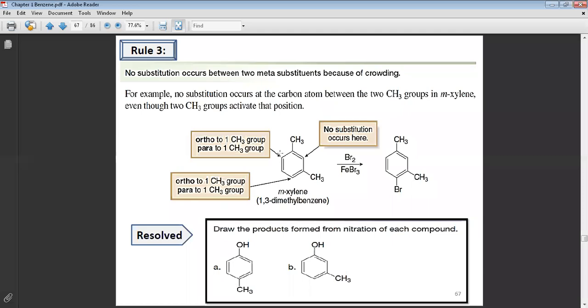Okay, now students, the methyl group is ortho and para. Ortho and para, both. Okay. This CH3 is ortho and para.